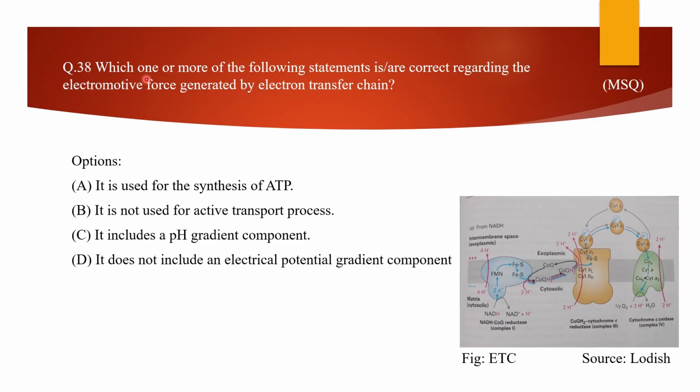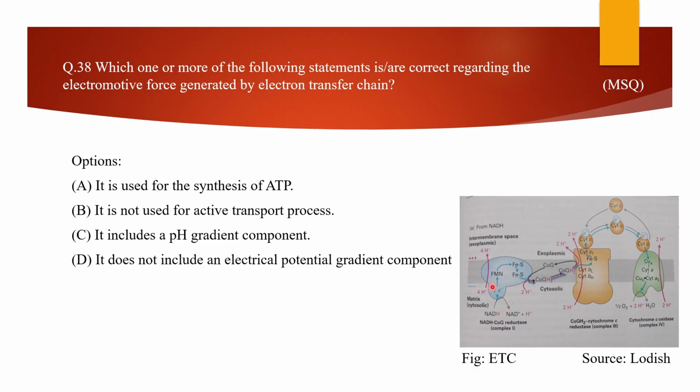Question 38. Which one or more of the following statements are correct regarding the electromotive force generated by the electron transfer chain? Options: It is used for synthesis of ATP. It is not used for active transport process. It includes a pH gradient component. It does not include an electrical potential gradient component. This question is an MSQ, multiple selection question. Two options are correct and two options are incorrect. ETC, electron transport chain, occurs in mitochondria.